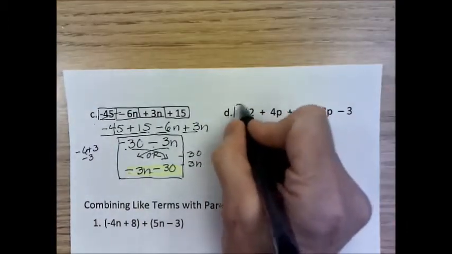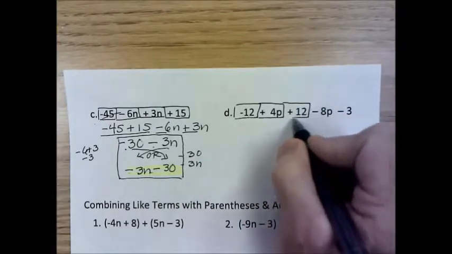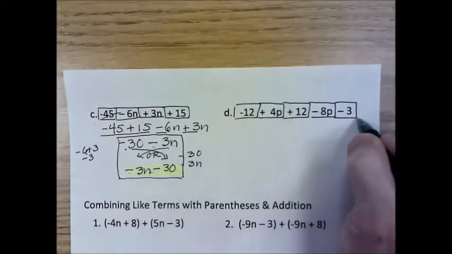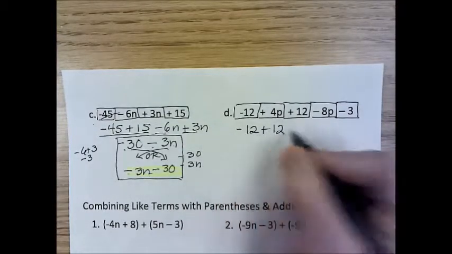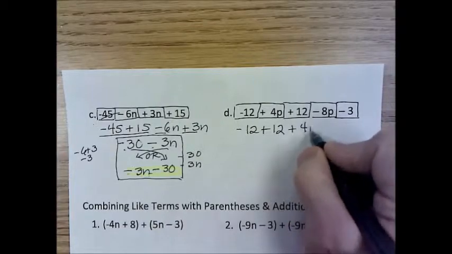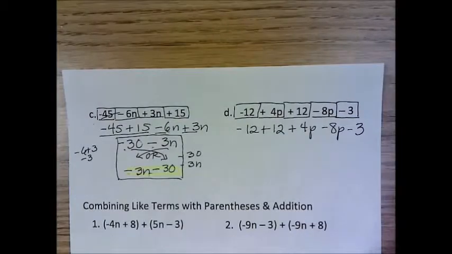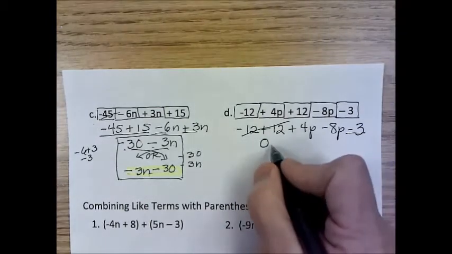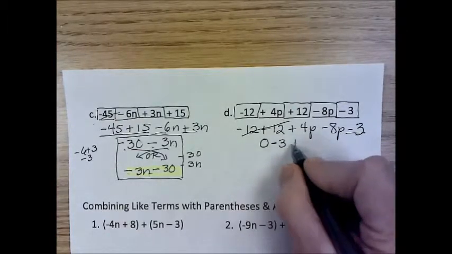Next, we're going to box off our negative 12 plus 4p plus 12 minus 8p minus 3. So let's combine negative 12 plus 12. And then I have plus 4p minus 8p minus 3. And negative 12 plus 12 is just 0. So now I have 0. But look, I have my minus 3. I forgot to combine that and put that here first. So I'm going to do that now.